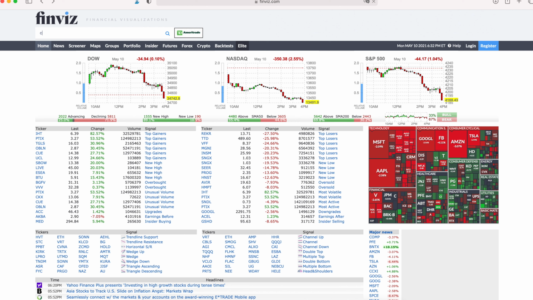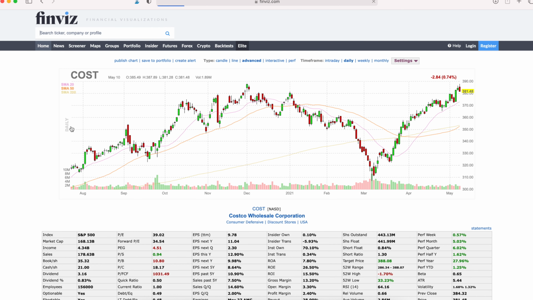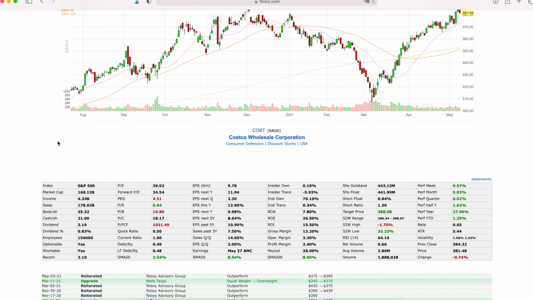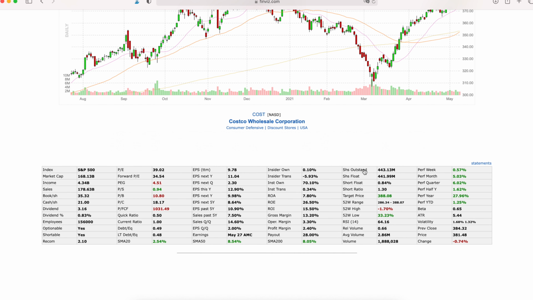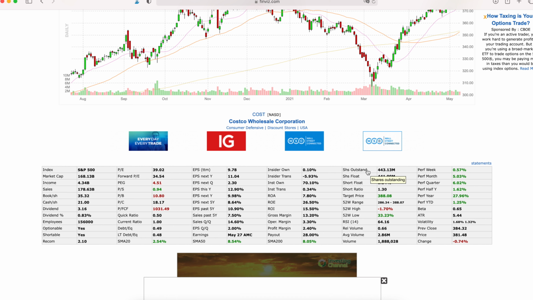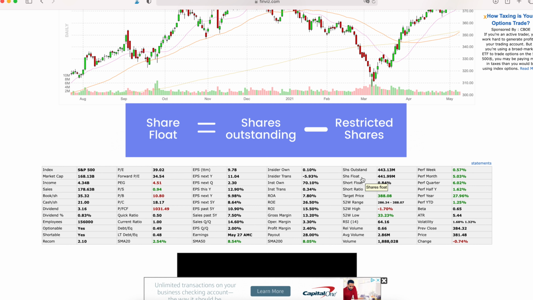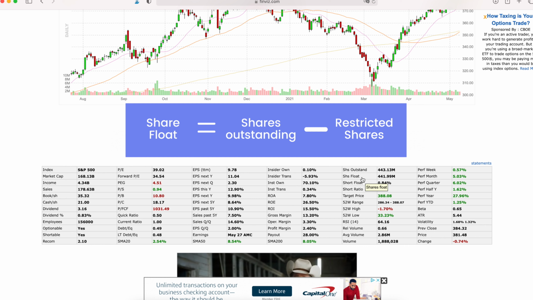Let's look on FinViz at Costco, so C-O-S-T. And then we'll scroll all the way down. And here we see that the shares outstanding is 443.13 million with a share float of 441.99 million. So remember the equation for share float is shares outstanding minus restricted shares.